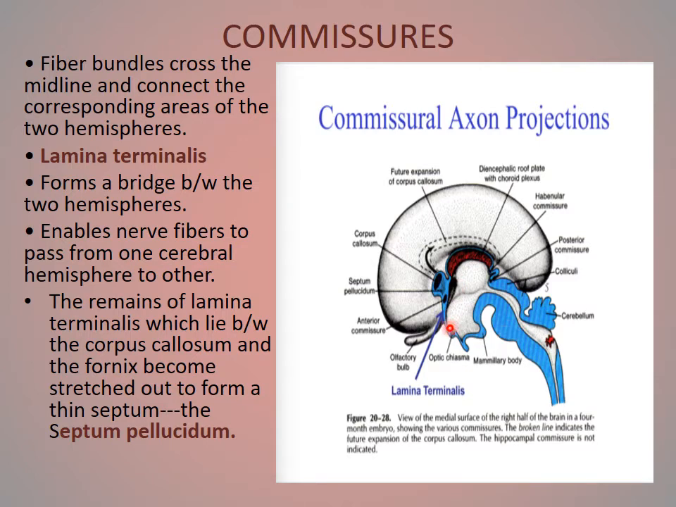This is showing you the lamina terminalis. The lamina terminalis forms a bridge between the two hemispheres and enables nerve fibers to pass from one cerebral hemisphere to the other. The remains of the lamina terminalis, which lie between the corpus callosum and the fornix, will become stretched out and form a septum here, which is called the septum pellucidum.